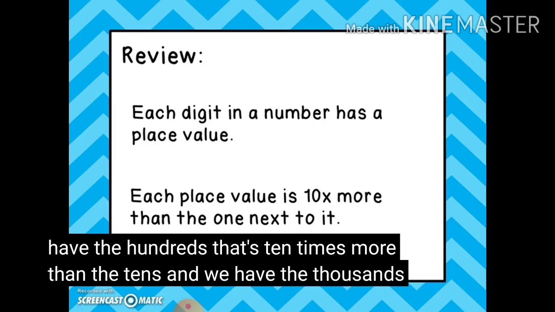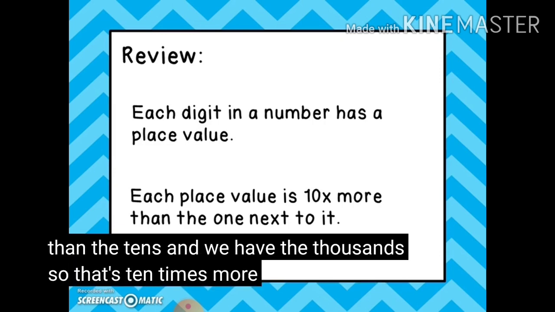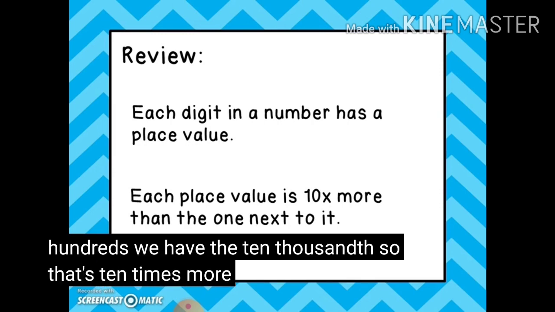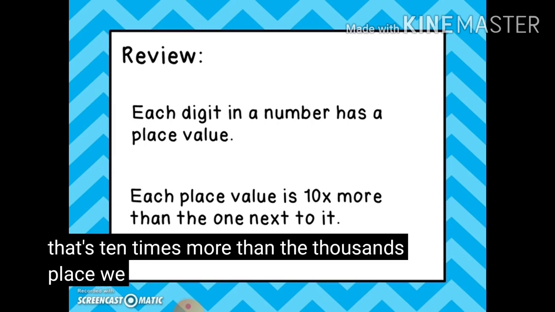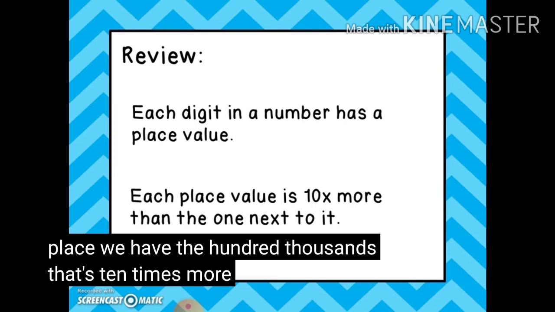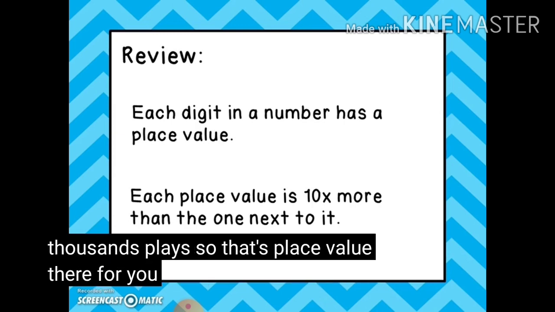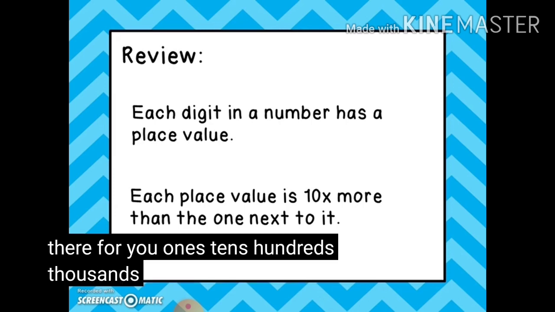Then we have the thousands, so that's 10 times more than the hundreds. We have the 10,000s, so that's 10 times more than the thousands place. We have the 100,000s, that's 10 times more than the 10,000s place. So that's place value there for you: ones, tens, hundreds, thousands, 10,000s, and 100,000s.